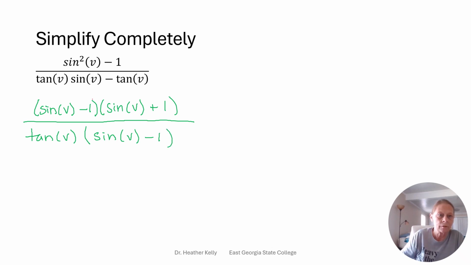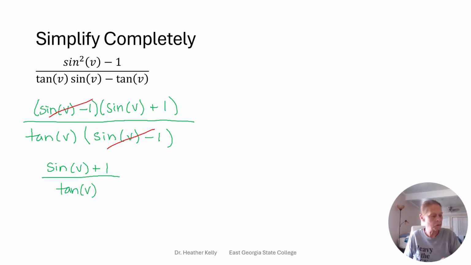Oh, joy! Now the sine v minus 1's cancel, and we're going to be left with sine v plus 1 over tangent v. And that's really as simple as it gets. If we were to put in sines and cosines here, then it just gets nastier. That is as simple as it gets. It is a trig function plus 1 divided by another trig function. So there we got it.